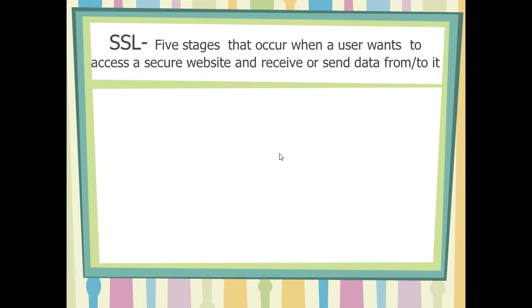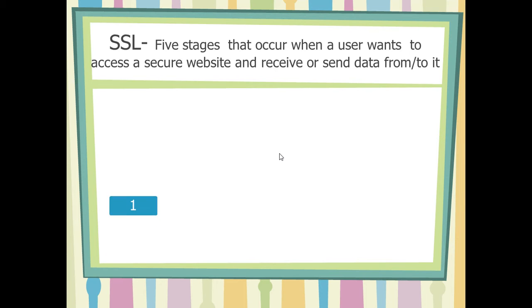So there are 5 stages that occur when a user wants to access a secure website and send or receive data from or to it. So let's see what are the 5 stages while communicating across the network using SSL.